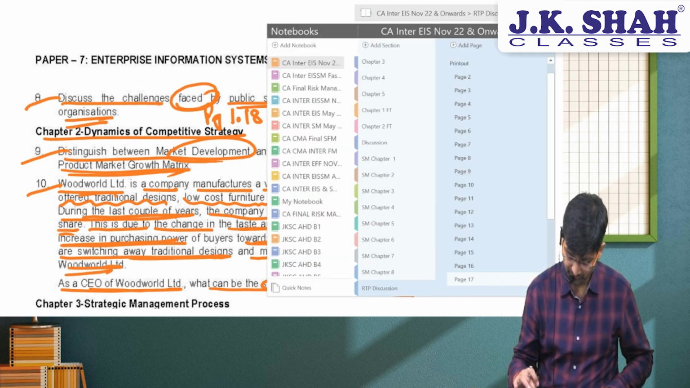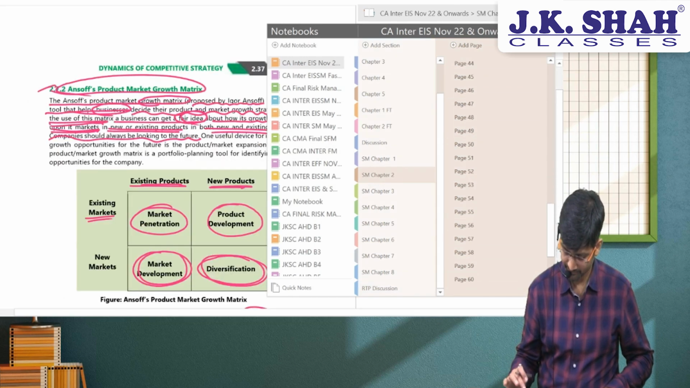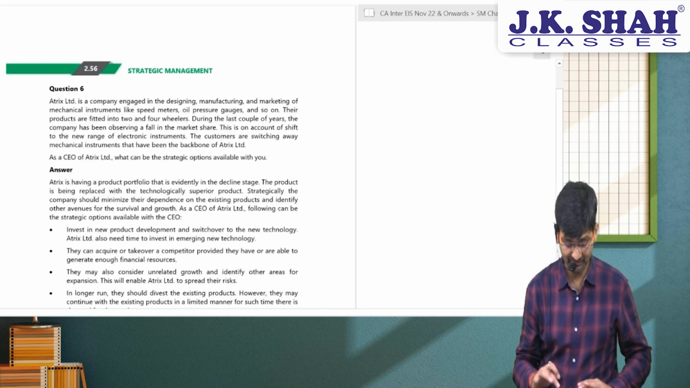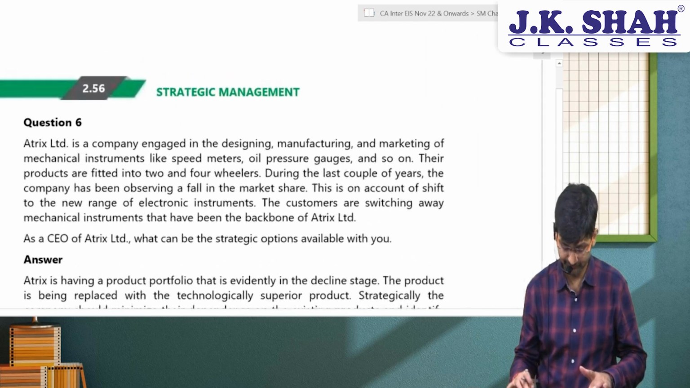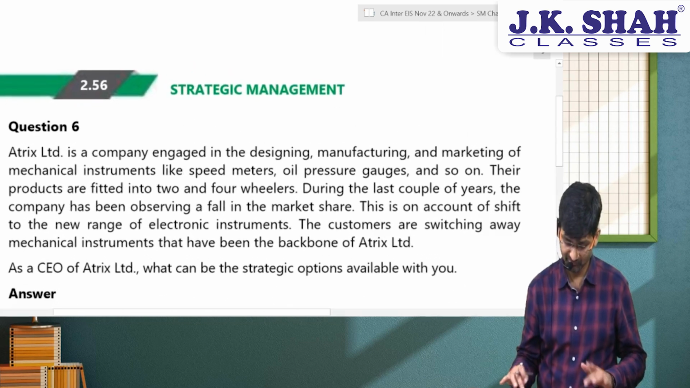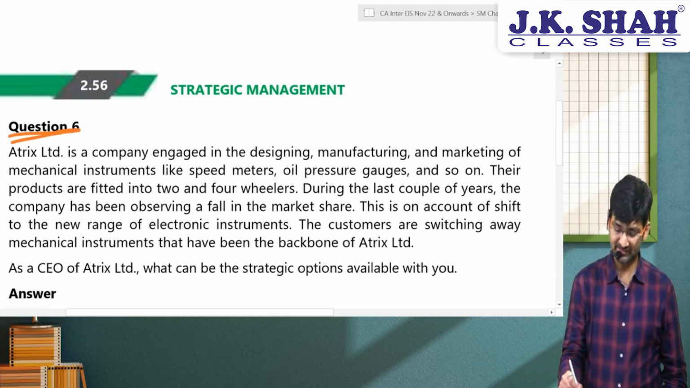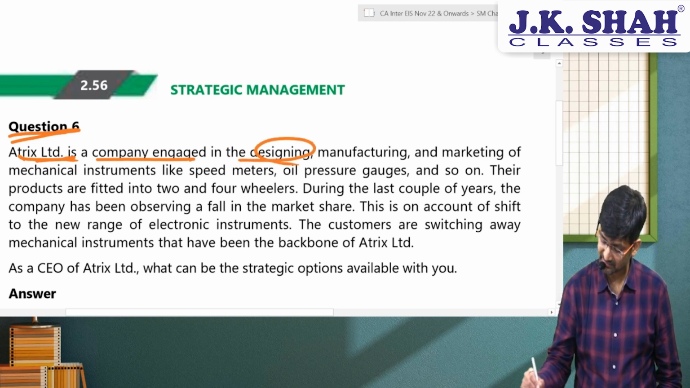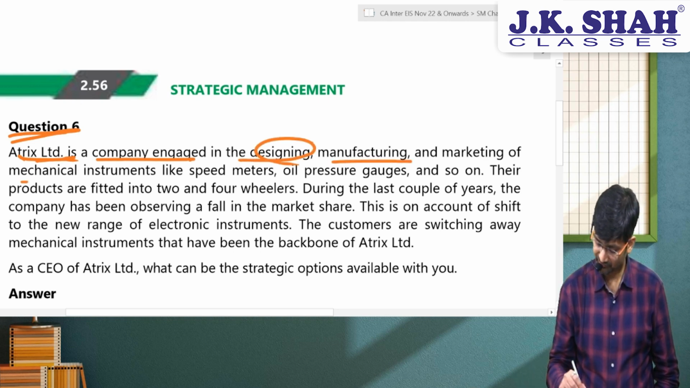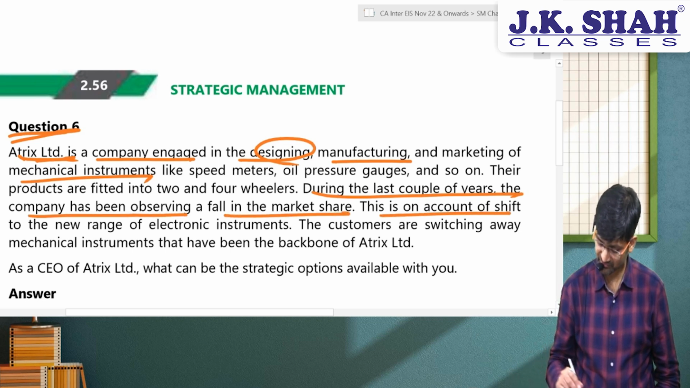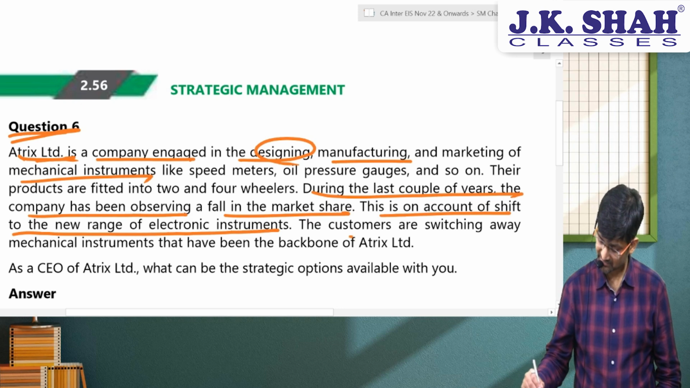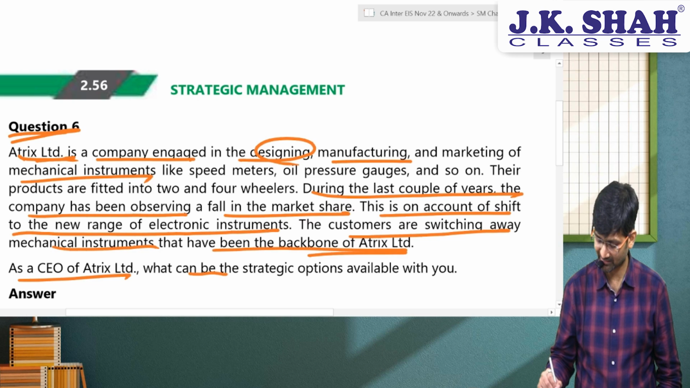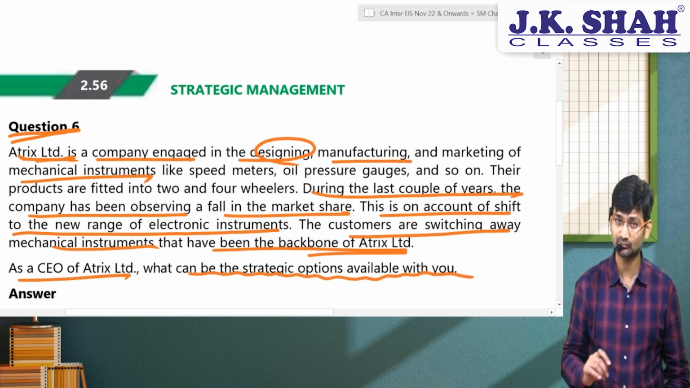Now in your chapter 2, at the back you have certain back questions. Question 6 on page 2.56. Etrix Limited is a company engaged in the designing and manufacturing of instruments. During the last couple of years, the company has observed a fall in the market share. This is on account of a shift in the range. The customers are switching away from the instruments that have been the backbone of Etrix Limited. As a CEO, what can be the strategic options available with you?